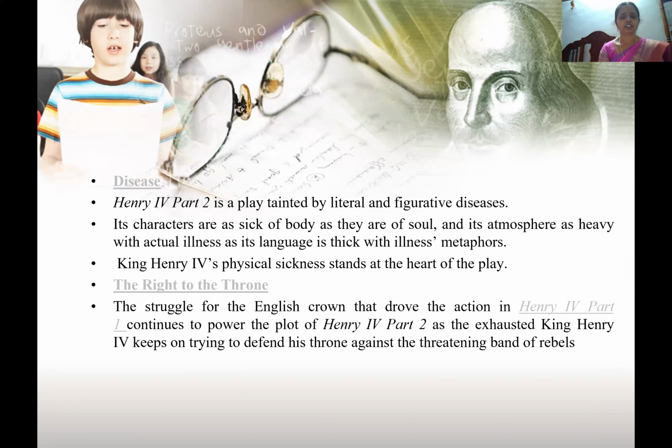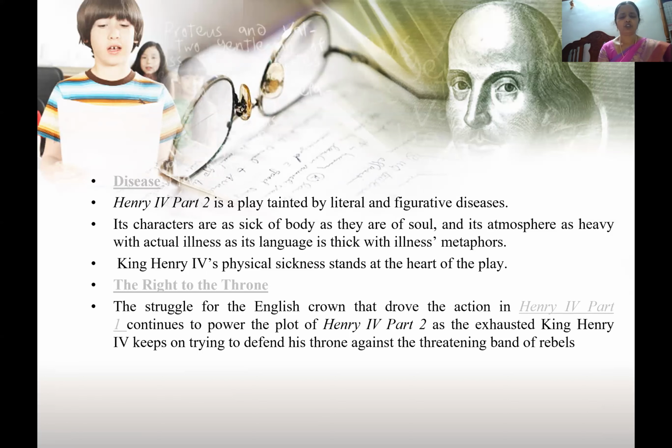And disease is yet another theme of this play. Henry IV, Part 1 is a play tainted by literal and figurative diseases. Its characters are as sick of body as they are of soul, and its atmosphere as heavy with actual illness as its language is thick with illness metaphors. Physical sickness stands at the heart of the play.